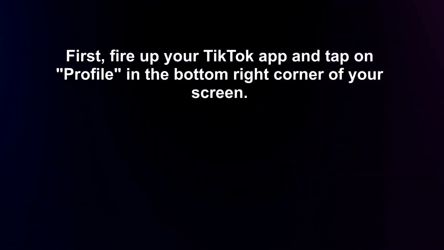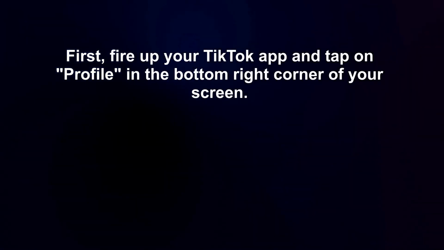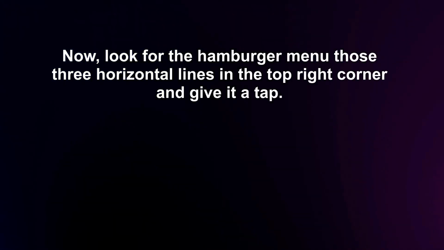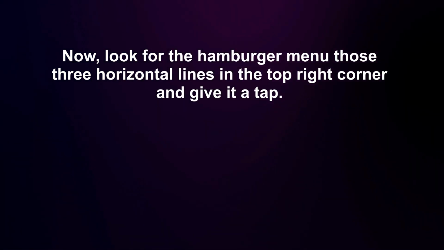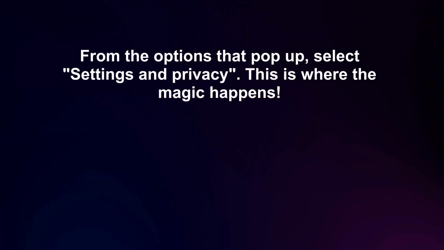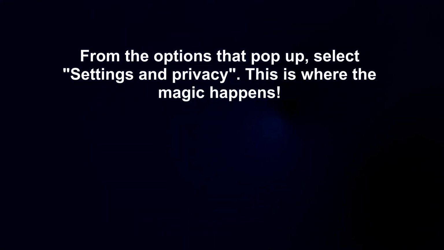First, fire up your TikTok app and tap on Profile in the bottom right corner of your screen. Now, look for the hamburger menu, those three horizontal lines in the top right corner, and give it a tap. From the options that pop up, select Settings and Privacy. This is where the magic happens.